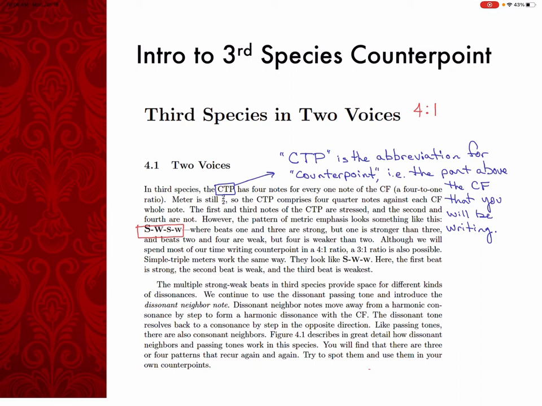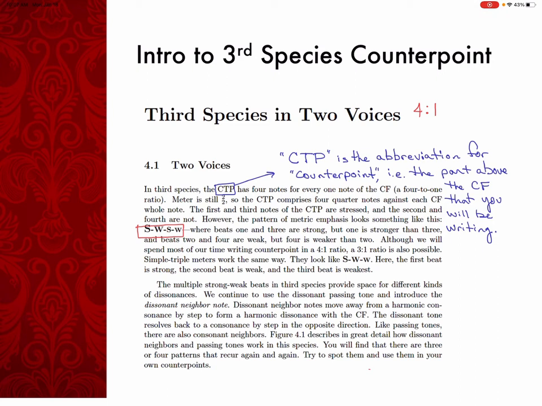So CTP is the abbreviation for the counterpoint, in other words, the part above the cantus note that you will be writing. So in third species, the counterpoint has 4 notes for every 1 note in the cantus. The meter can be 2/2 or 4/4, so that the counterpoint comprises 4 quarter notes against each whole note. Now, because it's in 2/2 or 4/4, the first and third notes of the counterpoint are stressed, and the second and fourth notes are not.